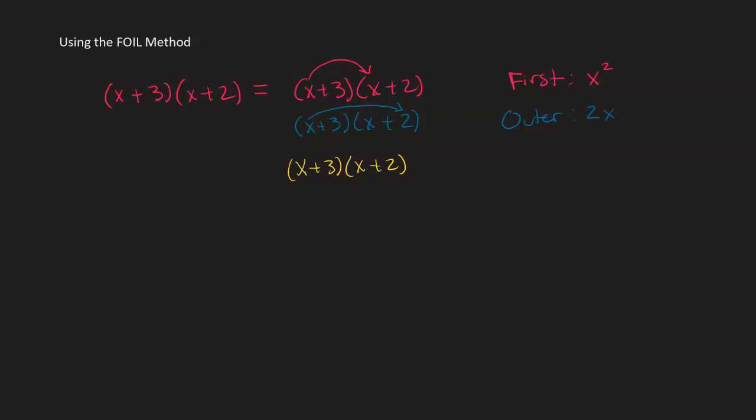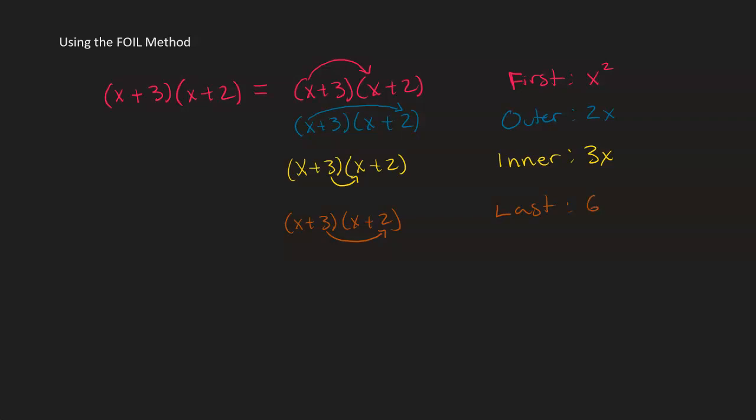I come to I, and that refers to my inner terms I want to multiply. Those inner terms would be the 3 and the x there. 3 times x becomes 3x. And the last one would be last, actually. So x plus 3 times the quantity of x plus 2. And that acronym L is for last, meaning I want to multiply these last terms in the expressions, which is 3 times 2, and I get 6.